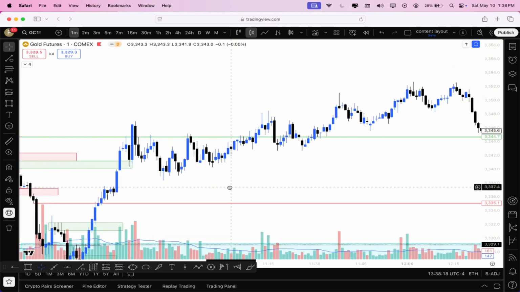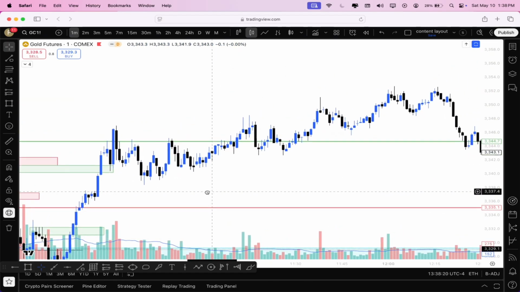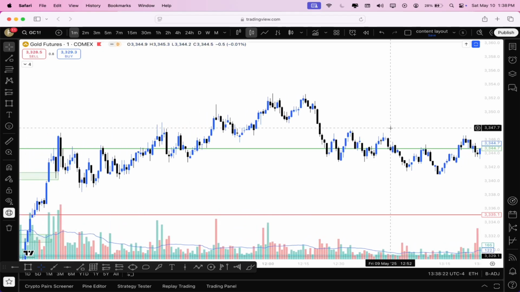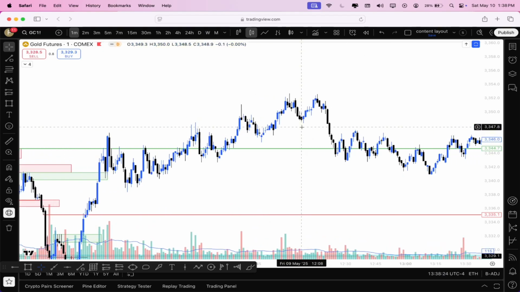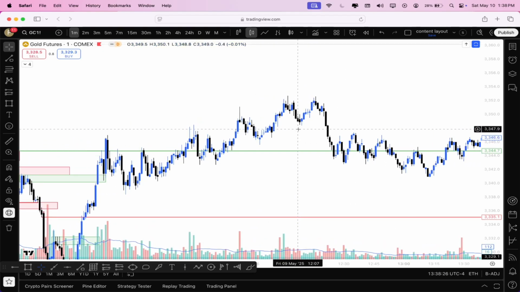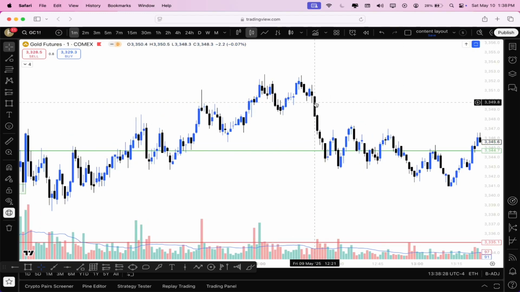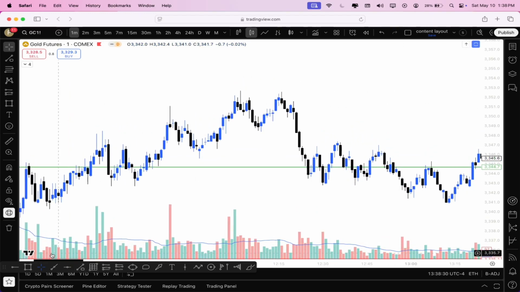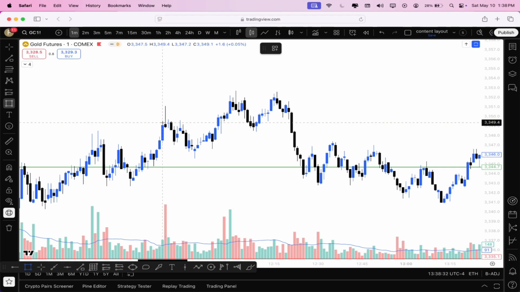Now, another thing I was gonna say is, where is it? Let me try to find an example. For instance, here, this right here is a good trade you want to look for on a daily basis.